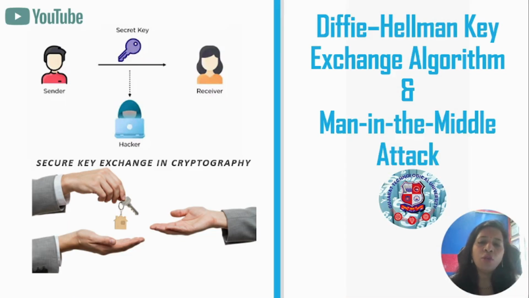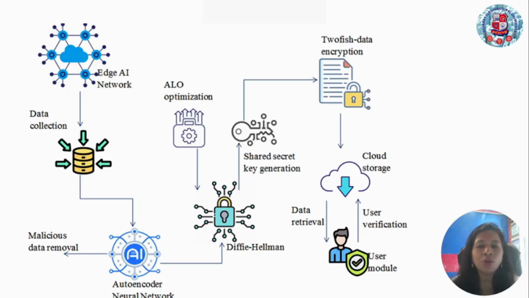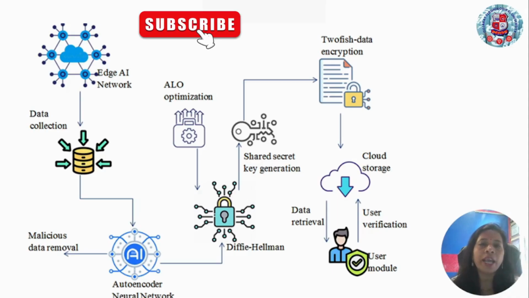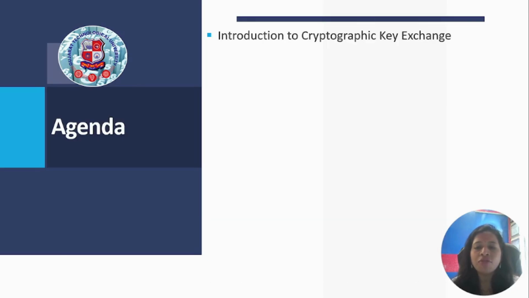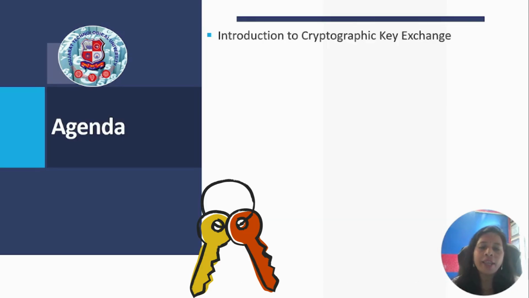Hello everyone, welcome to today's lecture on the Diffie-Hellman Key Exchange algorithm and the man-in-the-middle attack. In this session we will understand how two users can securely generate a shared secret key over an insecure network like the internet. We will also learn how attackers can exploit weaknesses in this algorithm and how to prevent such attacks. So in today's session, we will first understand why key exchange is required in cryptography.